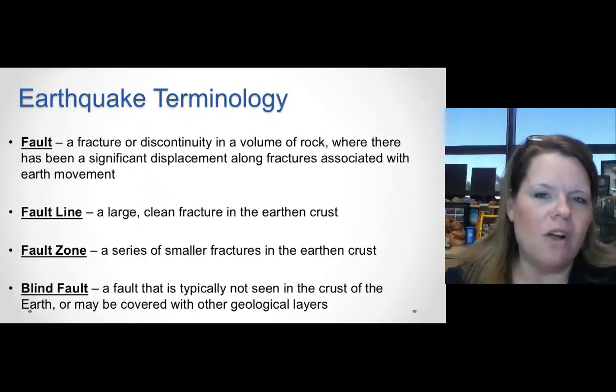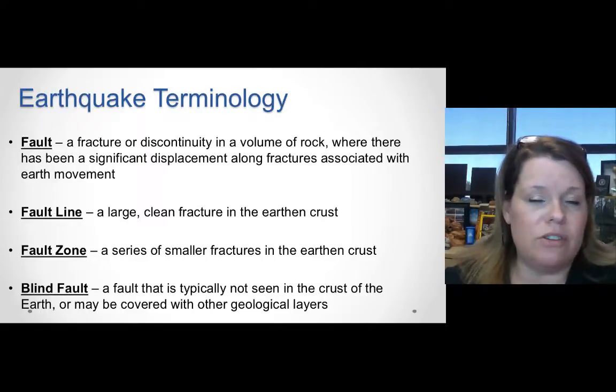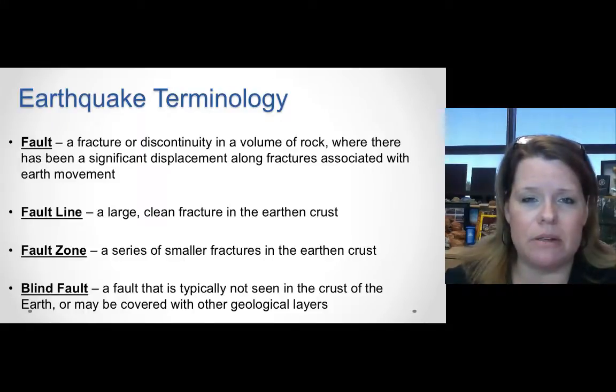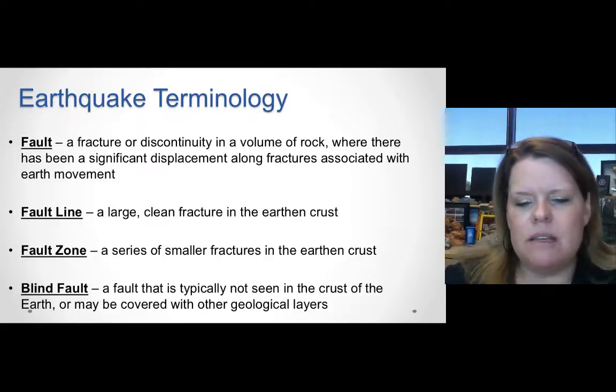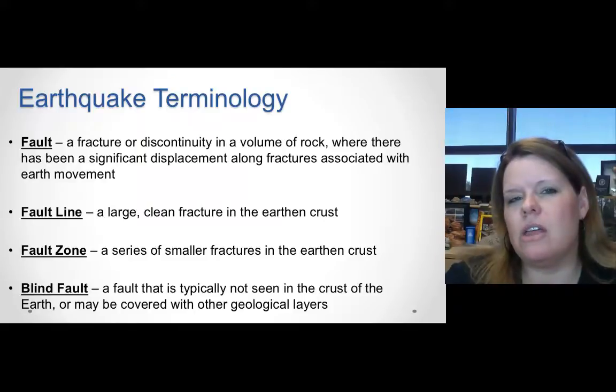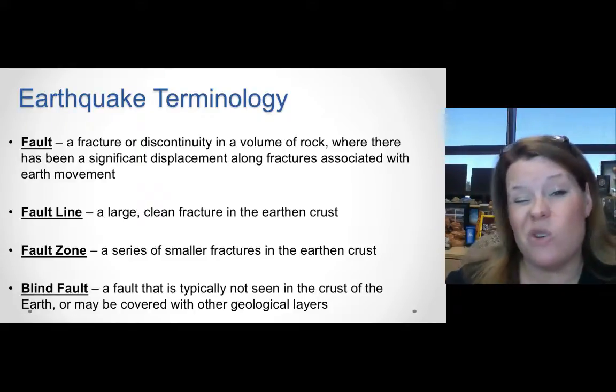And a blind fault, which was very important to the Haiti earthquake, that you may remember depending on how old you are, it happened a while back, but nevertheless, a blind fault was there. This is a type of fault that typically is not seen in the crust of the Earth or is maybe covered up with other geologic layers, and we haven't mapped it out, so we don't know it's there.